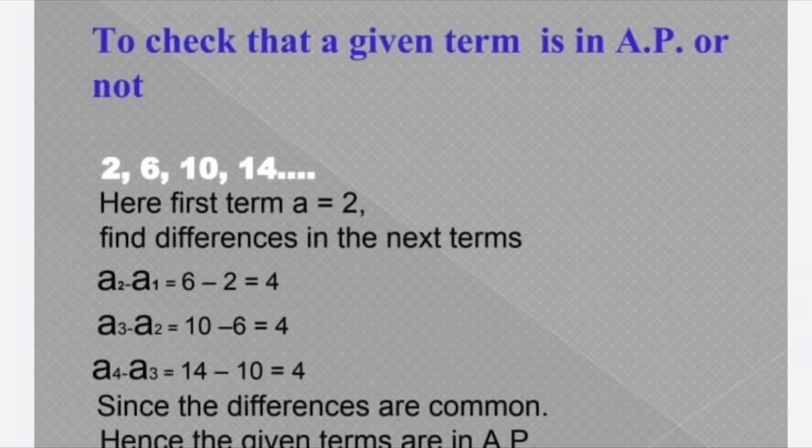Now suppose we are given numbers 2, 6, 10, 14 and so on, and we have to check whether the numbers are in AP or not. What should we do? We should calculate the common difference between 2 or 3 pairs of consecutive terms. For example, A2 minus A1, 6 minus 2 is 4. A3 minus A2, 10 minus 6 is again 4, 14 minus 10 is again 4. Now the common difference is the same, therefore the given numbers are in AP.